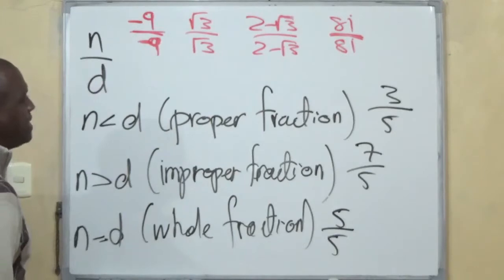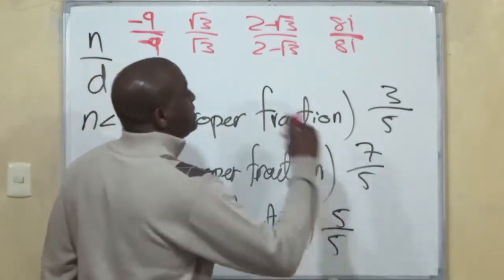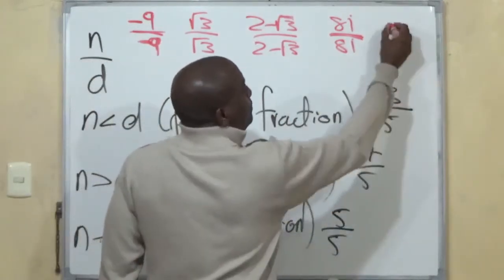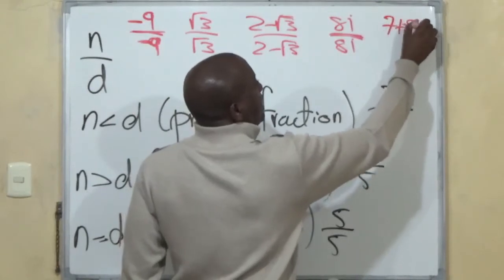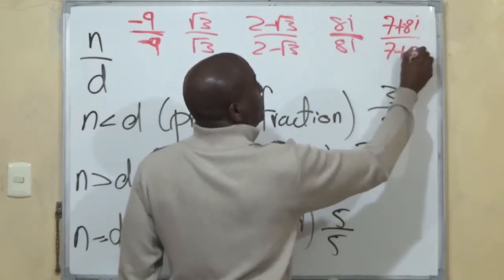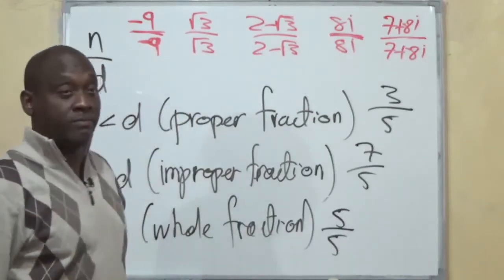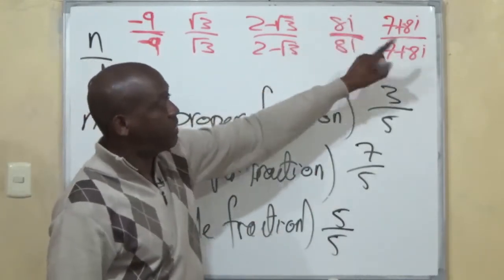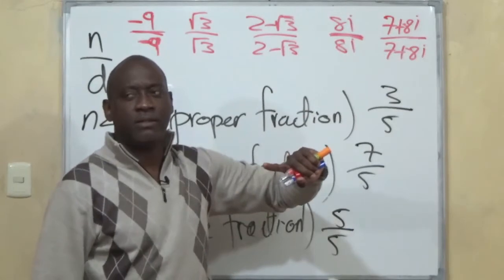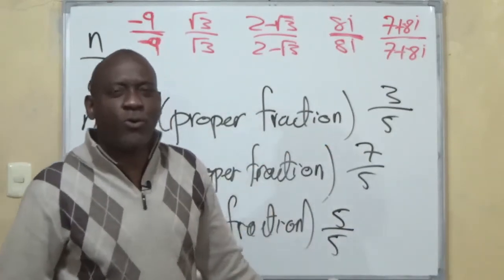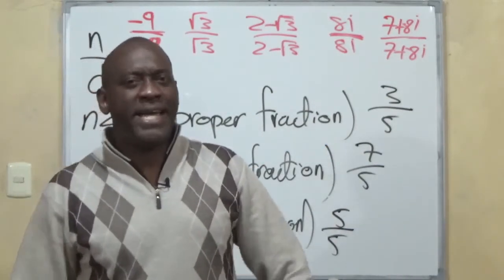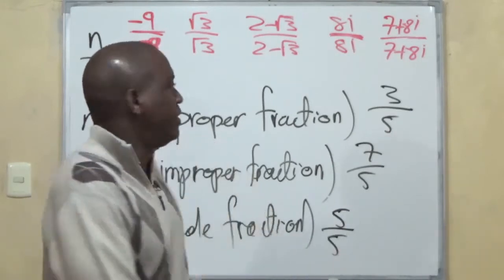How about a complex number? Right? Let me say 7 plus 8i over 7 plus 8i. That too is a whole fraction. Complex number as numerator, complex number as denominator. Once they are equal, that's all we need. Alright? Anything at all we could think of.